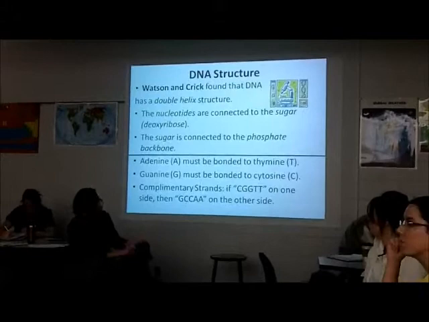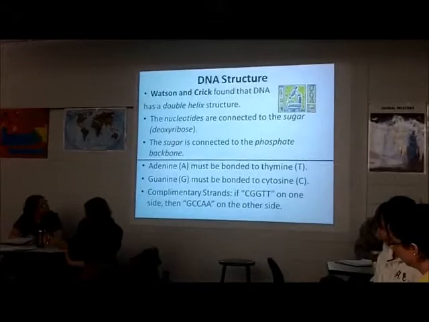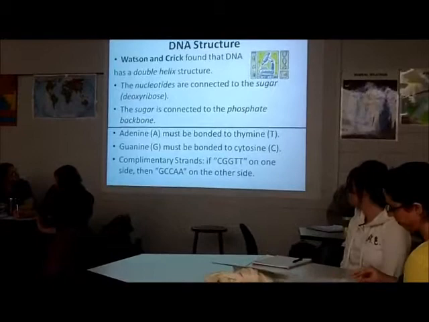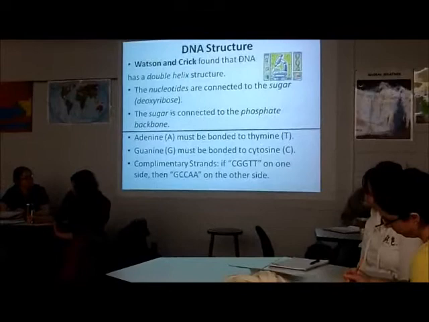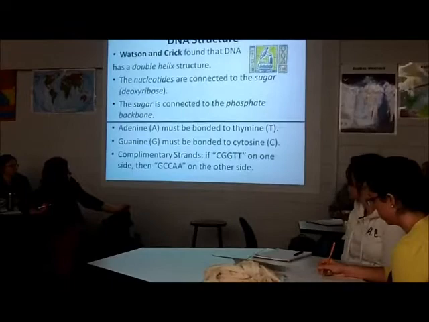And then the nucleotides, adenine, guanine, cytosine, and thymine, are connected to the sugar deoxyribose. And then the sugar is connected to the phosphate backbone. And again, adenine to thymine, guanine to cytosine, that's very important because that's how they match up to the phosphate backbone. And then they're called complementary strands that make up the double helix. So if you have C, G, G, T, T on one side, on its second complementary strand, you're going to have G, C, C, A, A on the other side to match up.